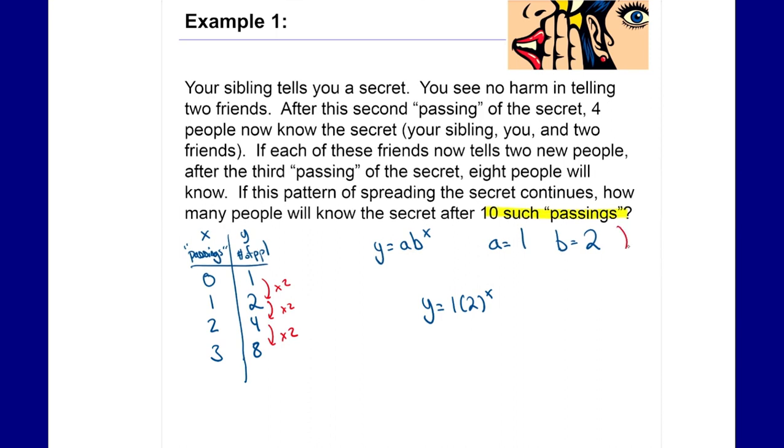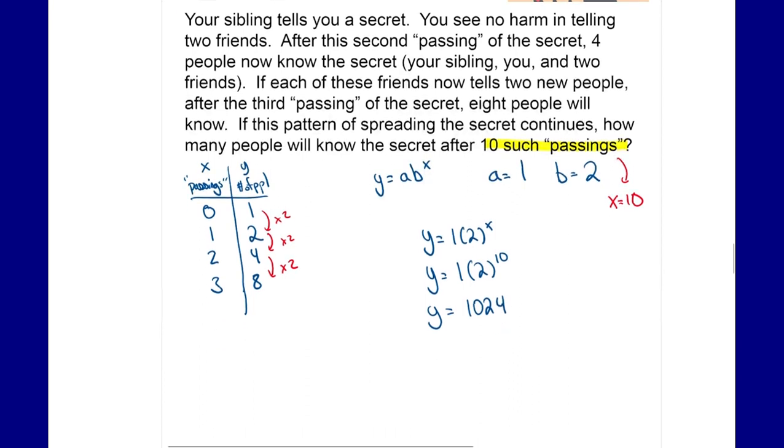that is going to tell us when x equals 10. So we're going to plug 10 into our equation. 1 times 2 to the power of 10, or just 2 to the power of 10, and we get 1024. So therefore, after the 10th passing, 1024 people know.